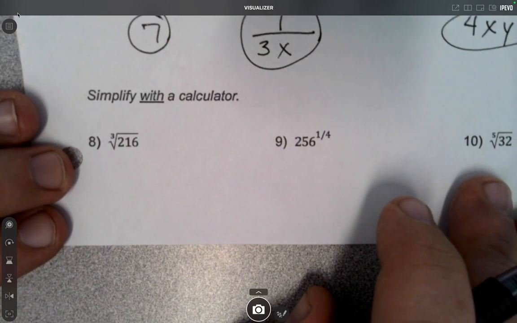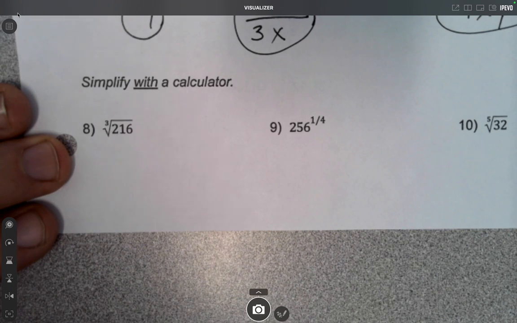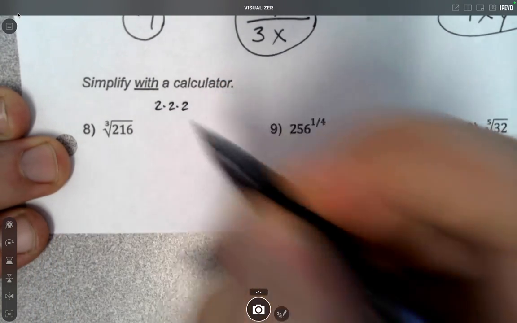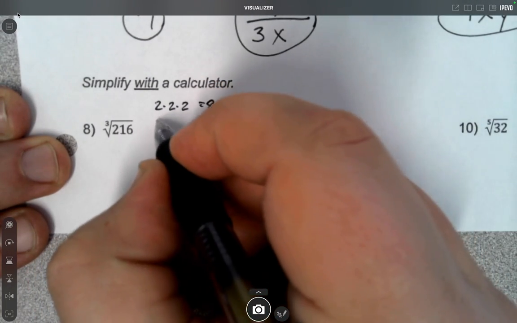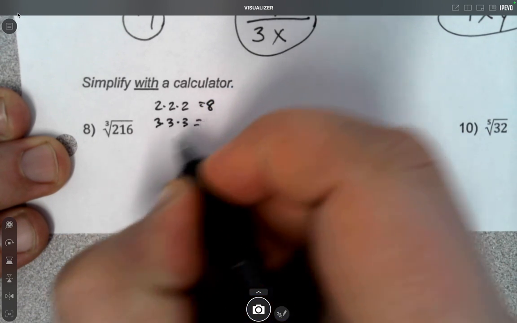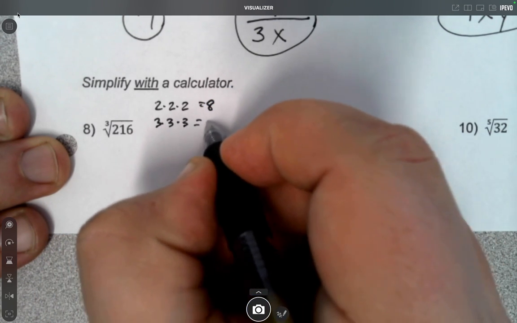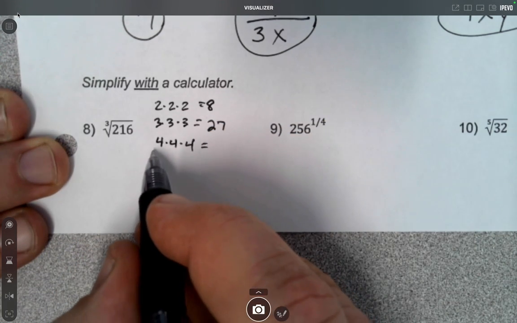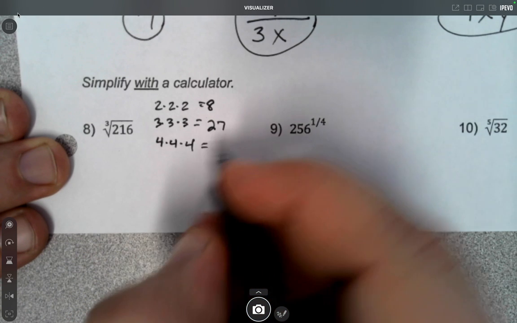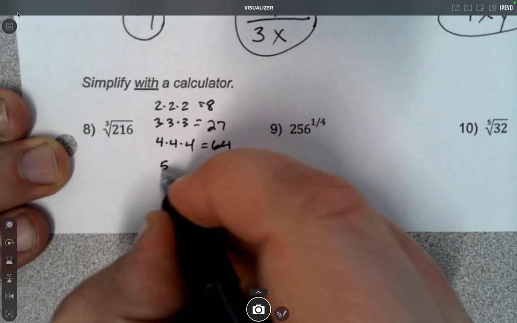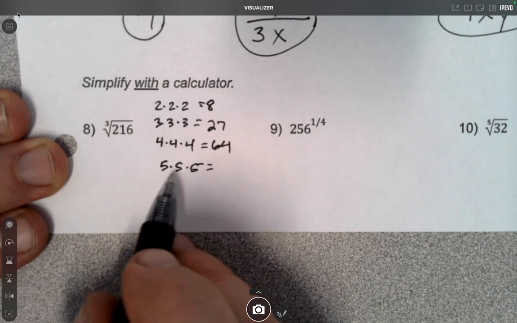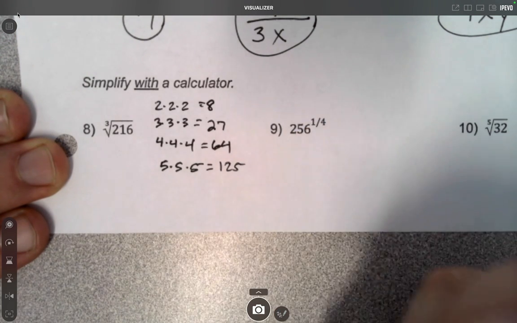Okay, here's some bigger ones. So you've got to think, okay, what cubed? You can start just going up. 2 times 2 times 2, that's 8. 3 times 3 times 3. 3 times 3 is 9, times 3 is 27. 4 times 4 times 4. 4 times 4 is 16, times 4 is 64. 5 times 5 times 5. 5 times 5 is 25, times 5 is 125.